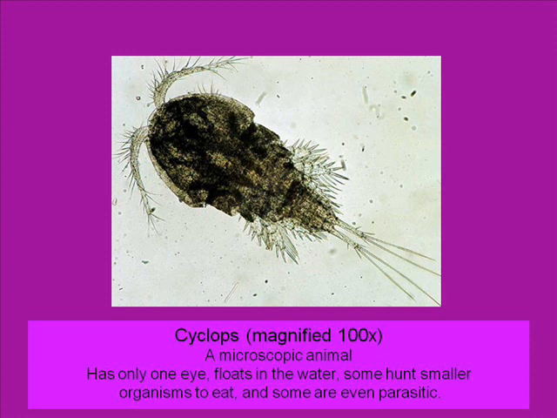We probably wouldn't normally look at this microscopic creature and call it an animal, but indeed it is. It's a microscopic animal. It has only one eye. It floats in the water. Some hunt smaller organisms to eat, and some are even parasitic. This is called a cyclops, and this particular picture is 100 times magnified. So this little guy is really, really tiny.